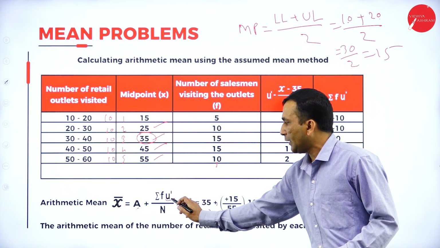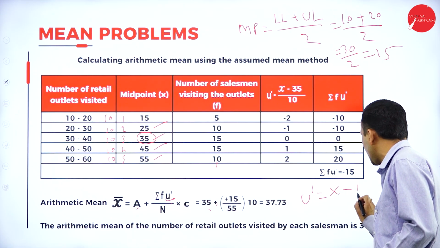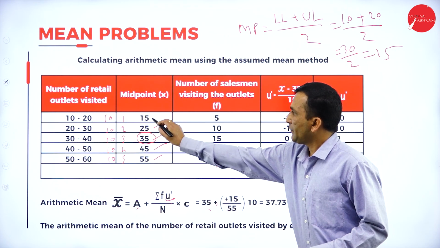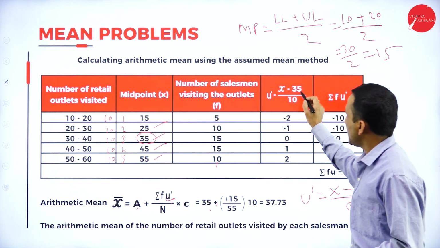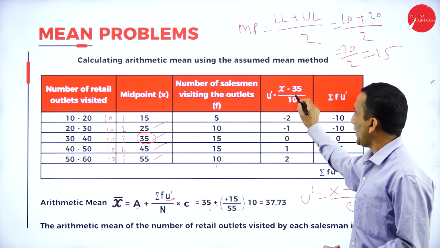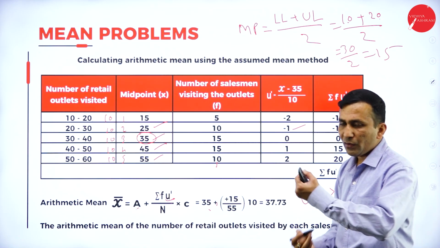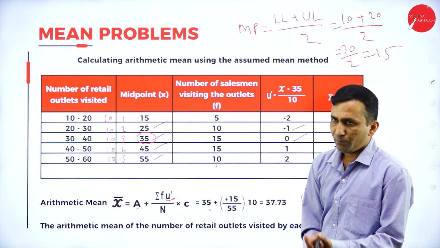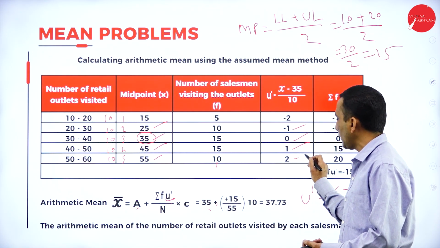Before that I need to calculate u dash. The u dash formula is very simple: u dash is equal to X series minus A divided by C. I have already written A, and I have assumed 35. So from the X series 15, 25, 35, 45, 55, I have assumed 35. 15 minus 35 divided by 10, I will get minus 2. 25 minus 35 divided by 10, I will get minus 1. 35 minus 35 is 0, and if you divide 0 by anything, you get 0. 45 minus 35 is 10, divided by 10, I am getting 1. 55 minus 35 is 20, divided by 10, I will get 2.